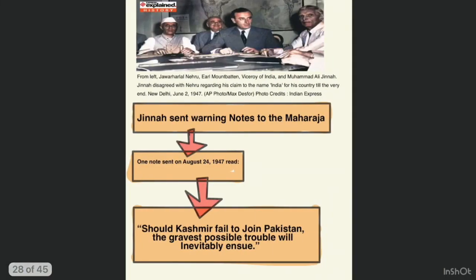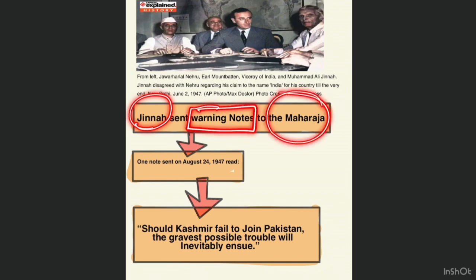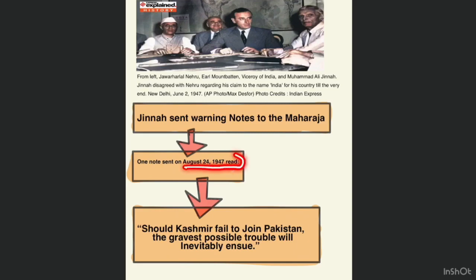Now, at the same time, the Maharaja was faced with multiple problems on the Indian front. When we talk about Muhammad Ali Jinnah, he had been sending warning notes to the Maharaja. He wanted the Maharaja to accede to Pakistan. One of those notes that he sent to the Maharaja on August 24, 1947, read, "Should Kashmir fail to join Pakistan, the gravest possible trouble will inevitably ensue." So it was a direct challenge to the Maharaja.